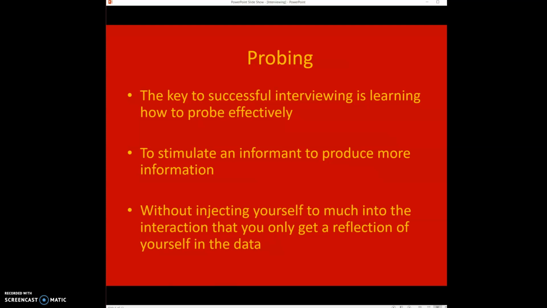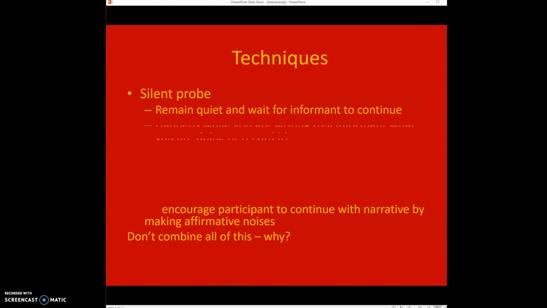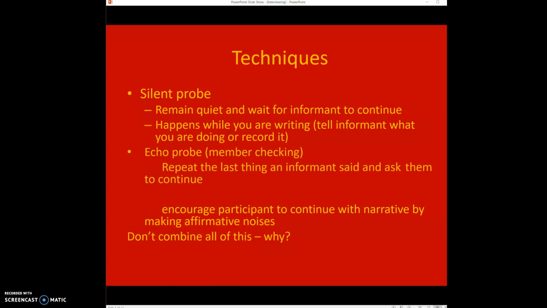But you don't want to inject too much of yourself into the interaction, so that all that you're getting is a reflection of yourself in the data. So really what we're talking about is something called member checking. There are ways of encouraging people to do that. The first one, and this came out backwards, but that's okay, is called a silent probe. This is a technique where you remain quiet and you wait for the informant to continue.